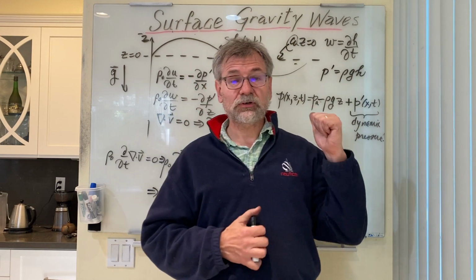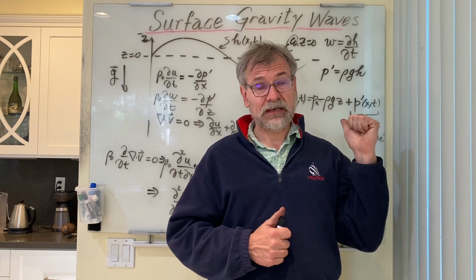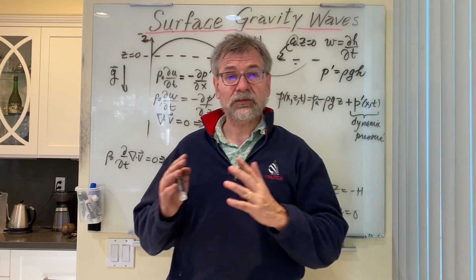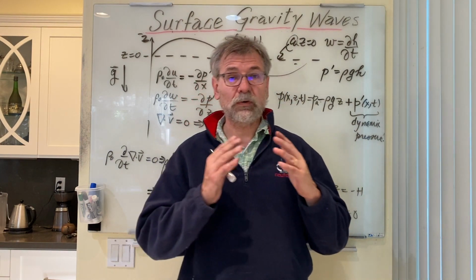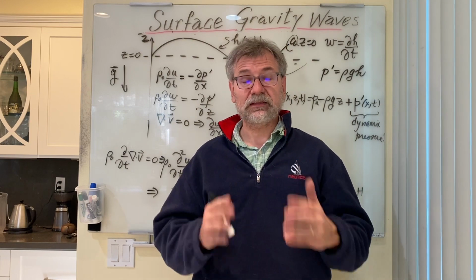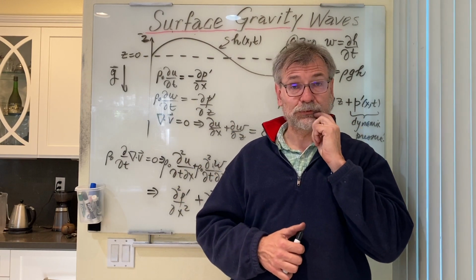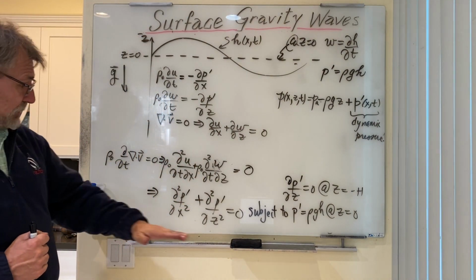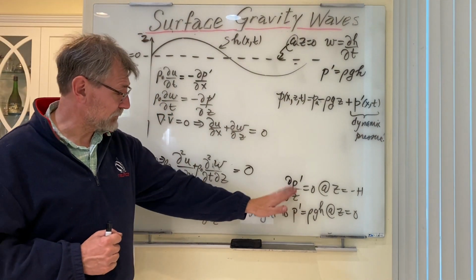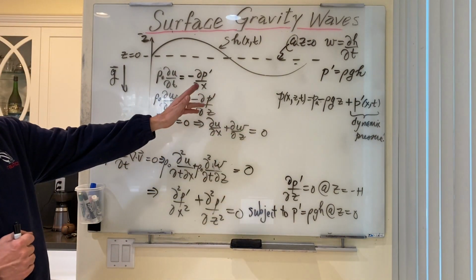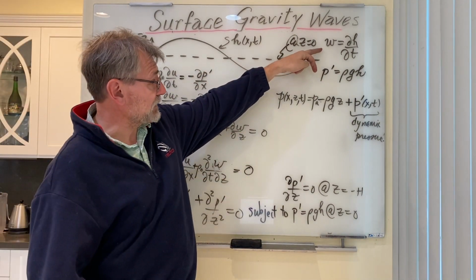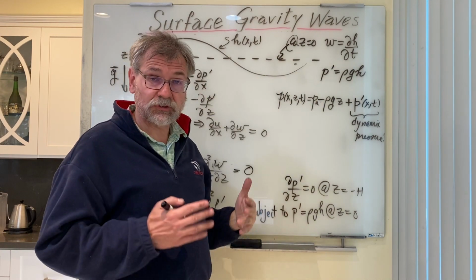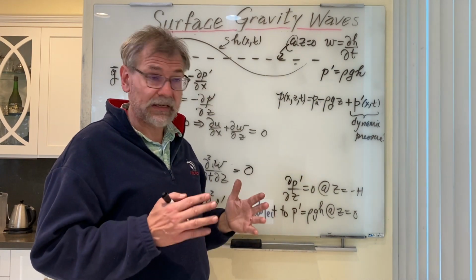And so one of the things we're going to try to get out of this mathematics we're doing now is what is the relationship between the angular frequency and the wave number? Or what's the relationship between wave speed and wavelength? We're going to get this out of this mathematical analysis. And so what's left to do is to solve this equation subject to these boundary conditions and then apply the surface boundary condition, which is w is dh dt. And once we satisfy all these conditions, we should get a relationship between omega and k.